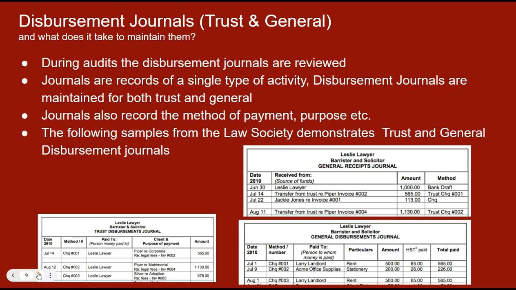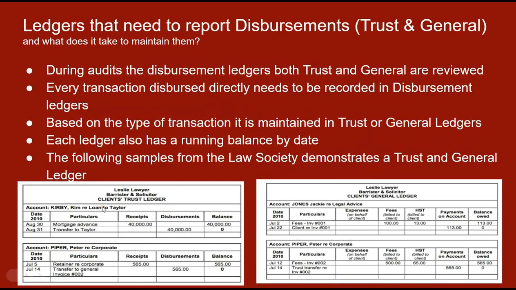Now you have disbursement journals. This is a different type of document, where typically you're being asked to maintain some added information, such as the method of payment, which is otherwise not necessarily asked in the ledger. Let me jump real quick to the previous examples.